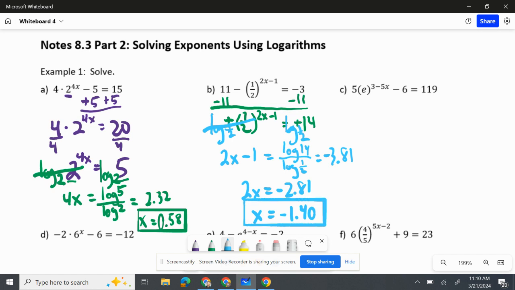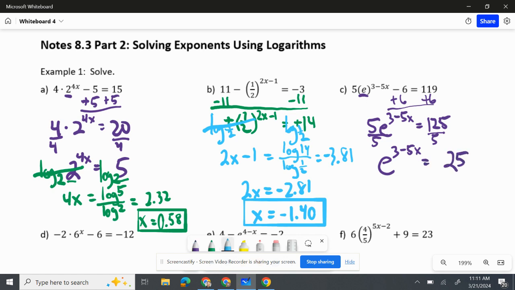In the same way, looking at the next one, what I want to do is get the base number by itself. In this case, the base number is e. So I'm going to add the 6. And that gives me 5e to the 3 minus 5x is equal to 125. I divide by 5. And I get e to the 3 minus 5x is equal to 25.